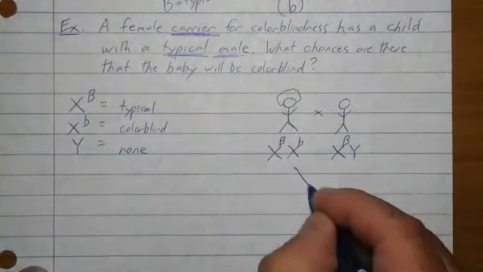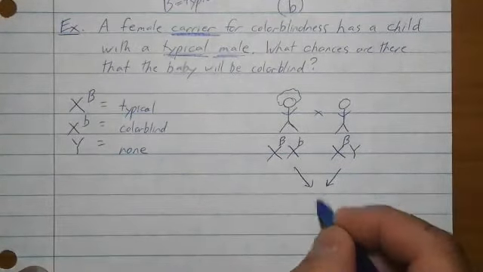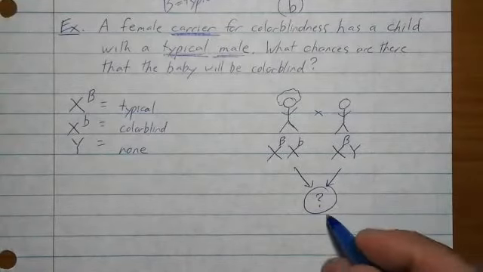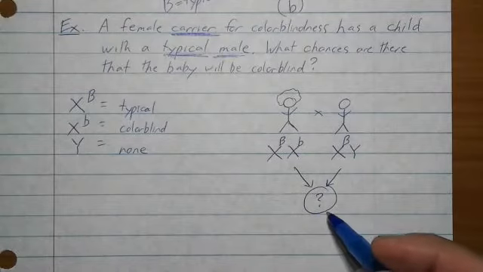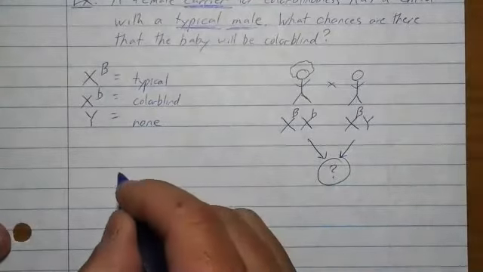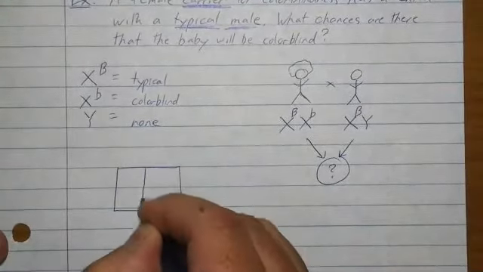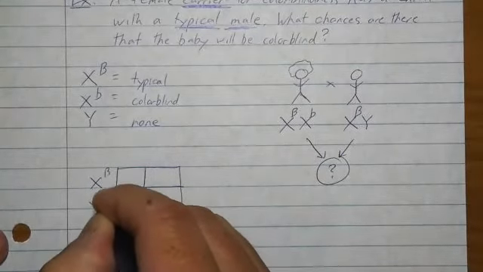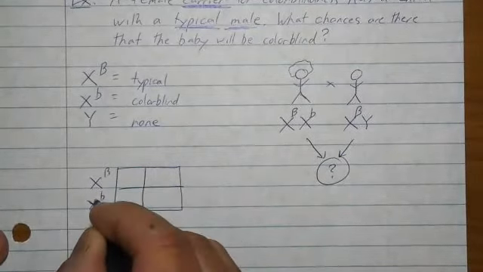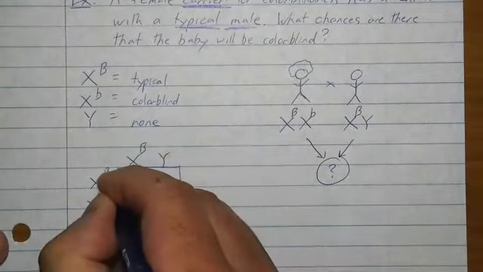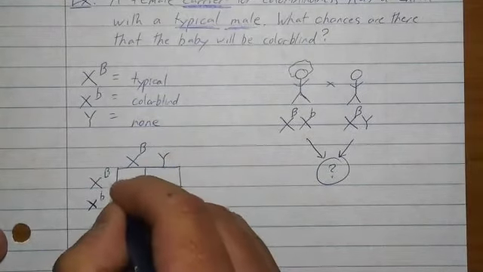Boom. They're going to have a child, and we don't know anything about the children, and we want to know what are the chances the kids are colorblind. So we're trying to figure out possibilities for the kids. What do we do when we're trying to figure out possibilities for the kids? We run a Punnett square. So put mom on the side. Don't forget the X and Y chromosomes, very, very important. And then we'll put dad up top.